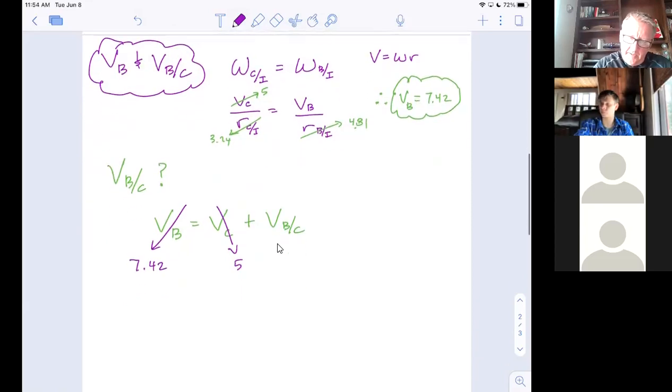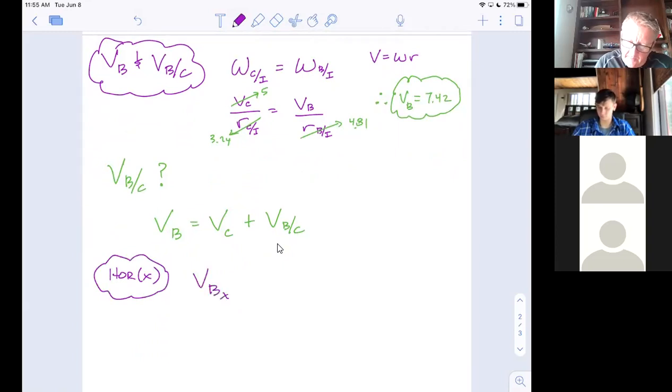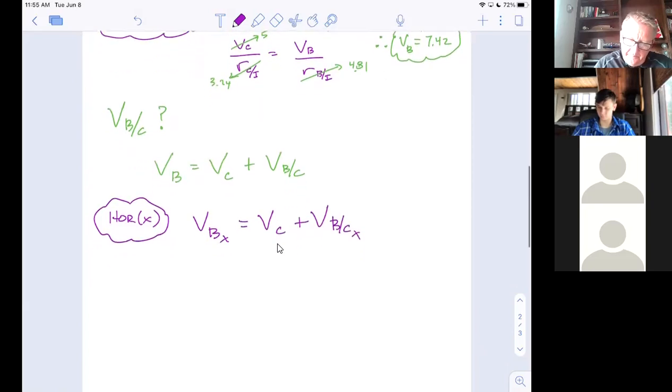Yeah, this sort of feels like maybe I'm getting a little ahead of myself. Let's see in this case if I need to be a little more careful. So horizontally in X, velocity of B in X equals velocity of C in X plus velocity of B with respect to C in X.